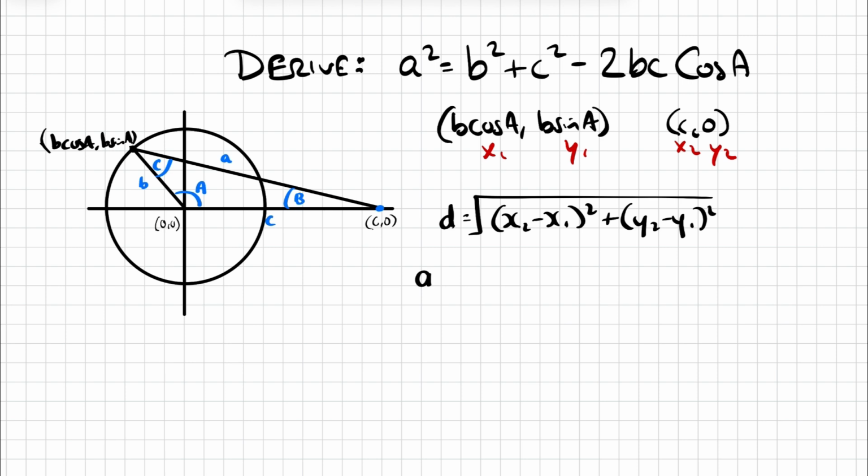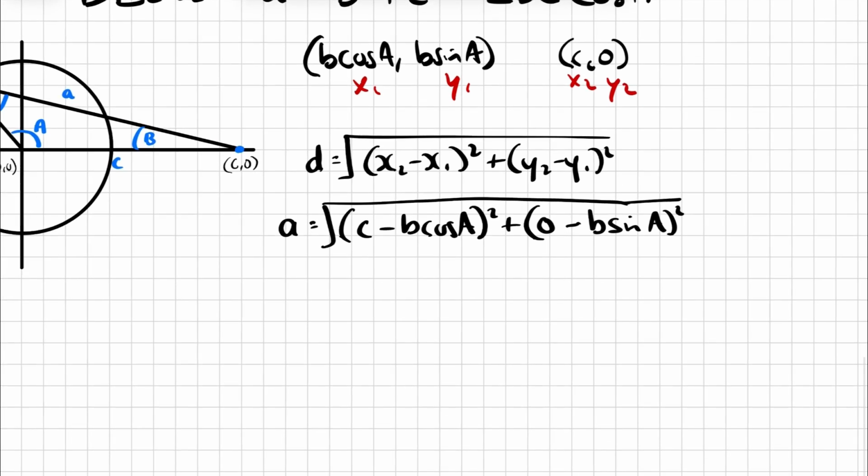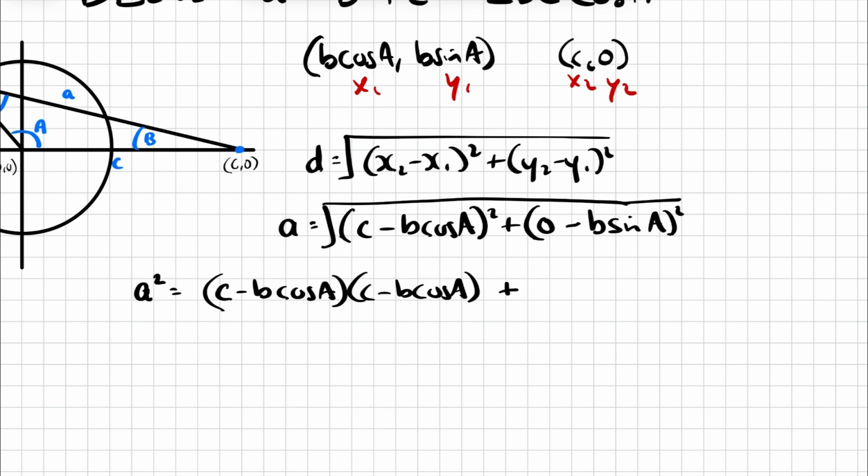So I'm going to say a equals the big square root of x2, so c minus b cosine A, to be squared, plus 0 minus b sine A, to be squared. Square both sides, because we might as well start cleaning it up straight away. I'm going to get a squared equals (c minus b cos A) times (c minus b cosine A), plus (minus b sine A) squared, which becomes b squared sine squared A.